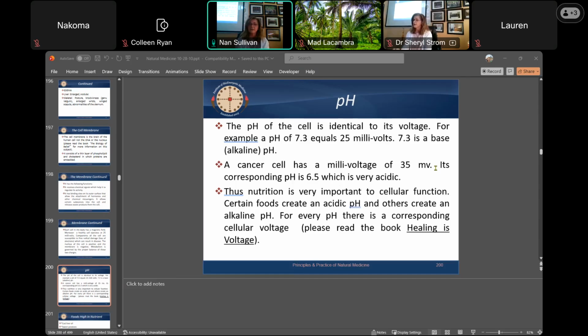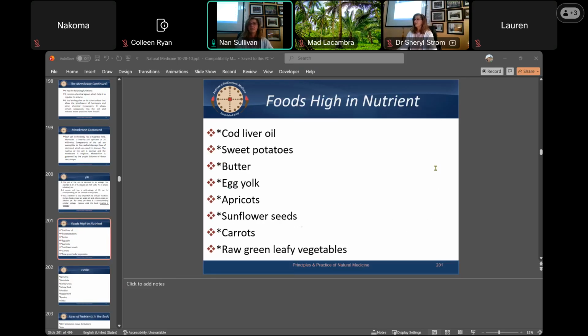Certain foods create an acidic pH and others create an alkaline pH. For every pH, there is a corresponding cellular voltage. So there you go. I hope you guys have this book. It is used as a resource book. Don't read it front to back. It's really hard. Everybody read the book? Healing is Voltage, that really thick one. Okay, good.